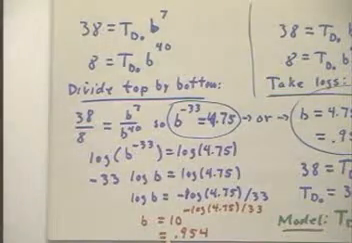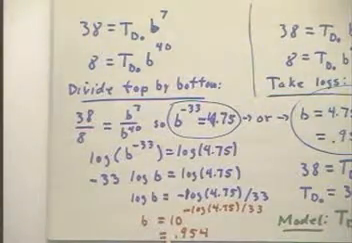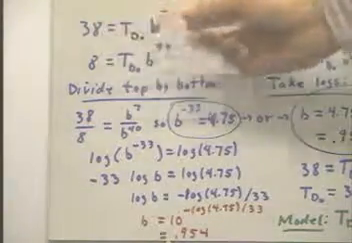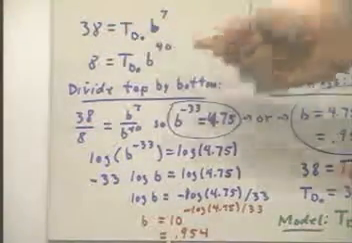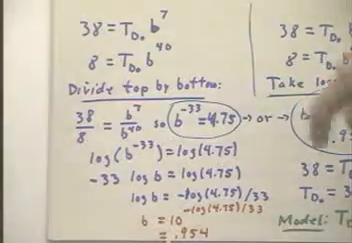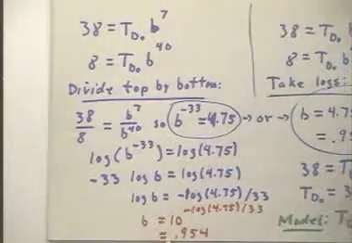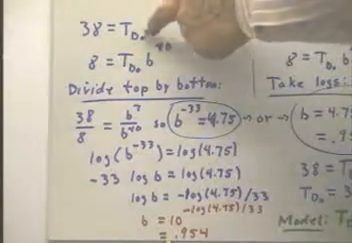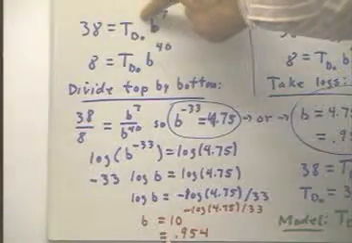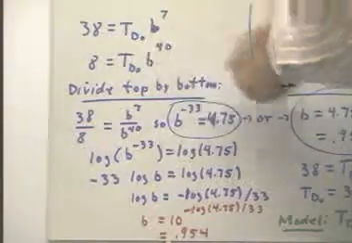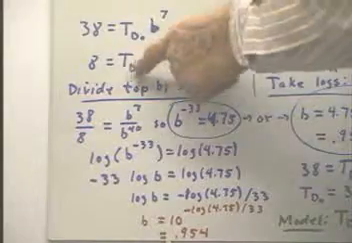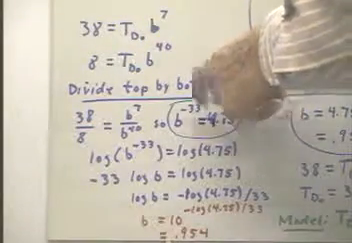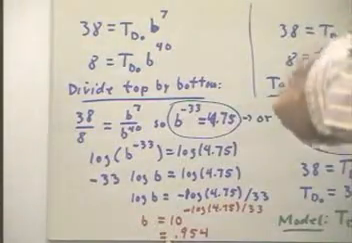There are a couple of ways we could go about solving these equations. But if we look at the original set, 38 equals t_d0 b to the 7th, 8 equals t_d0 b to the 40th, we could, for example, solve the first equation for t_d0 and substitute that result into the second. That would eliminate t_d0 and allow us to solve for b.